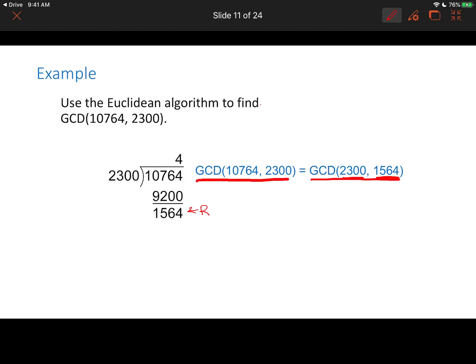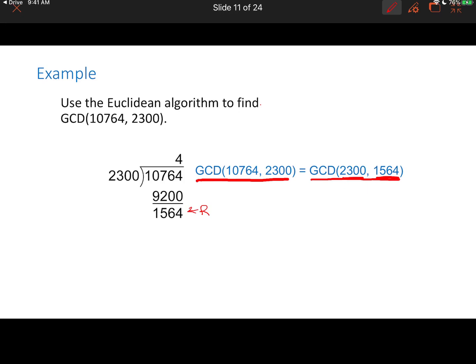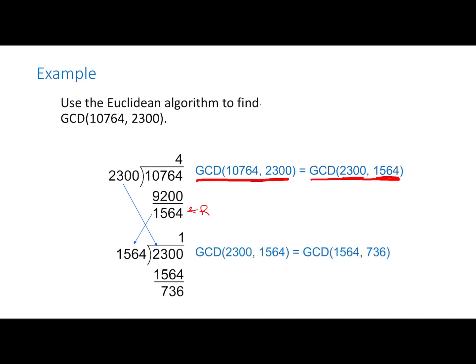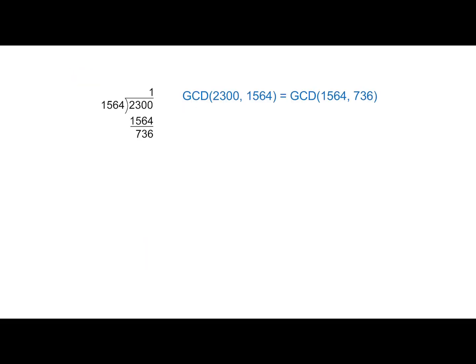I don't have 0 as a remainder, so I'm going to repeat this process. So now I want to divide 2,300 by 1564. I get a quotient of 1 with a remainder of 736. So I can replace that GCD that I was looking at with now the GCD of my divisor, 1564, and my remainder, 736. That's not 0, so I'm going to continue.